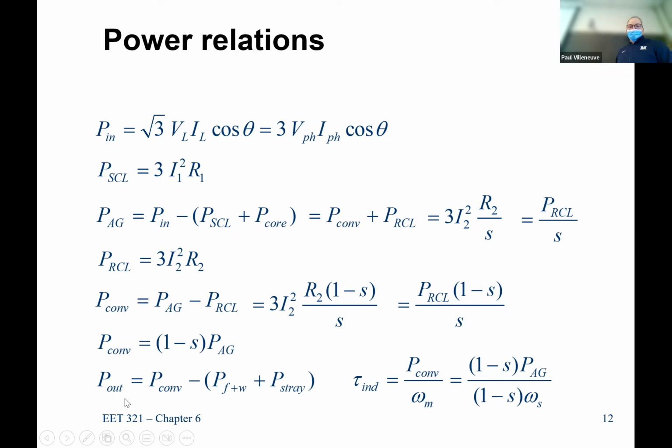Now my output is P converted minus friction and windage. My induced torque over here is P converted divided by omega sub m. Now I can actually see where I get that P air gap divided by omega sub s, because my converted power is (1 minus s) times P air gap, and my mechanical speed is (1 minus s) times my synchronous speed. So divide those out, and that's where we got that first equation. So you can make some substitutions, but more importantly, you can actually look at my equation and see, wow, that's how I'm actually getting power that's converted. And again, I want my machine to operate at as low a slip as possible.